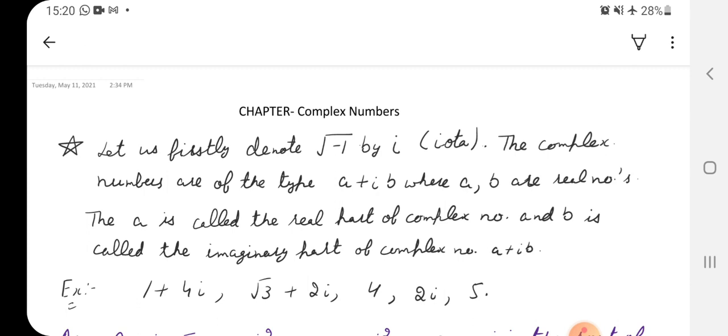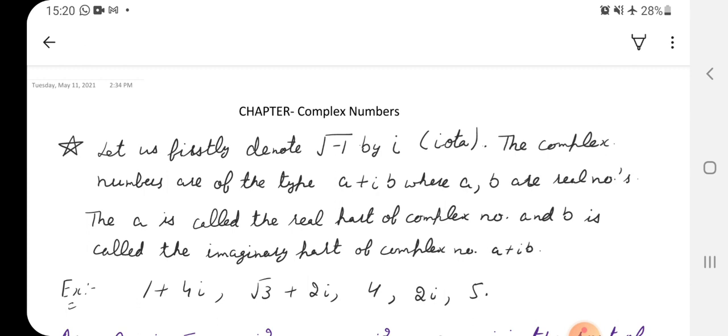Till now you have seen up to real numbers, the maximum you have seen is the set of real numbers, and above that we have one more set of numbers, that is complex numbers. Let us firstly denote the root of -1 by iota. So first of all, I, that is iota.